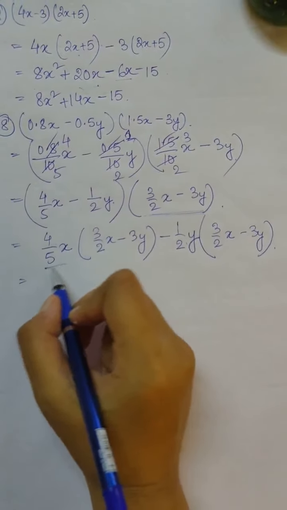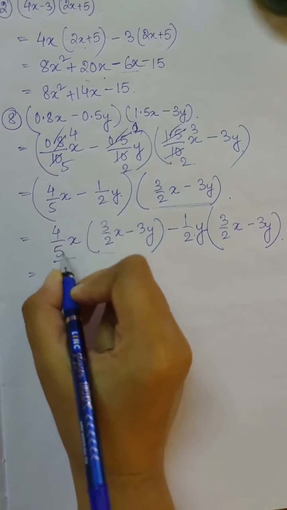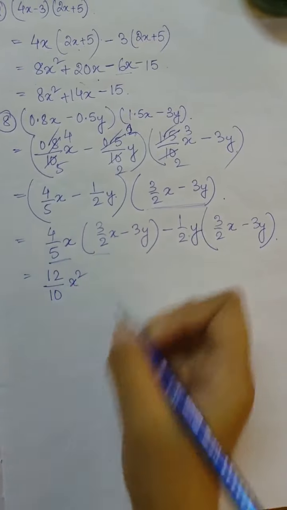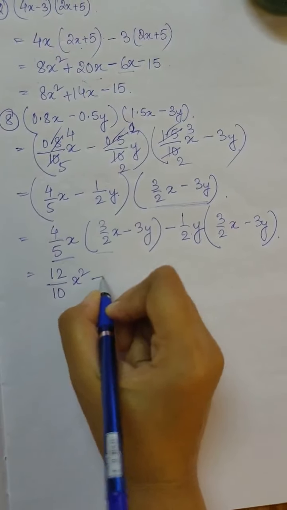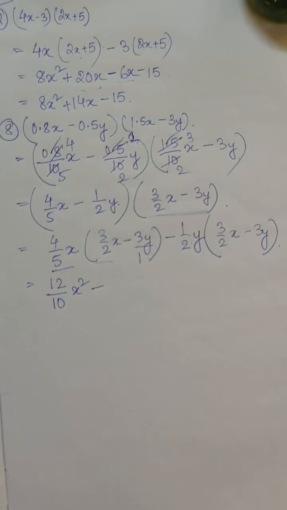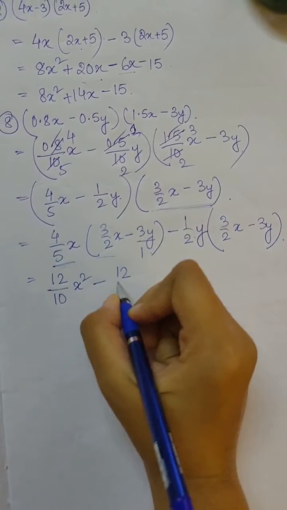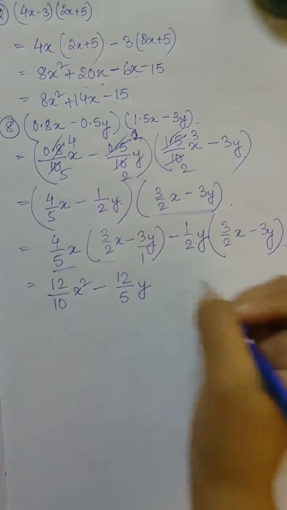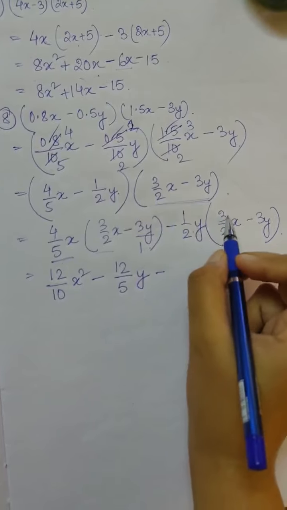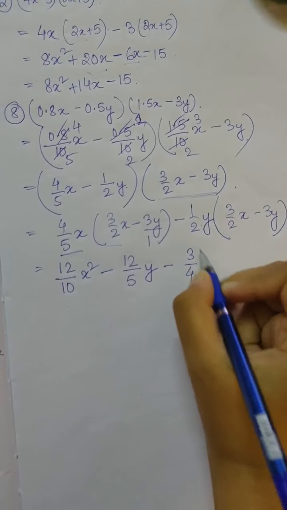So first we can multiply this and this. So 4 into 3 is 12 and 5 into 2 is 10. So 12 by 10, x and x gives us x square. Then we have a minus here. Then we have nothing in the denominator, so we can take the denominator as 1. So in the numerator we are having 4 into 3, 12. And denominator we are having 5, and here we have y. Then a minus. Now we are having 3 here in the numerator. 1 into 3 and 2 into 2 gives us 4. So 3 by 4.